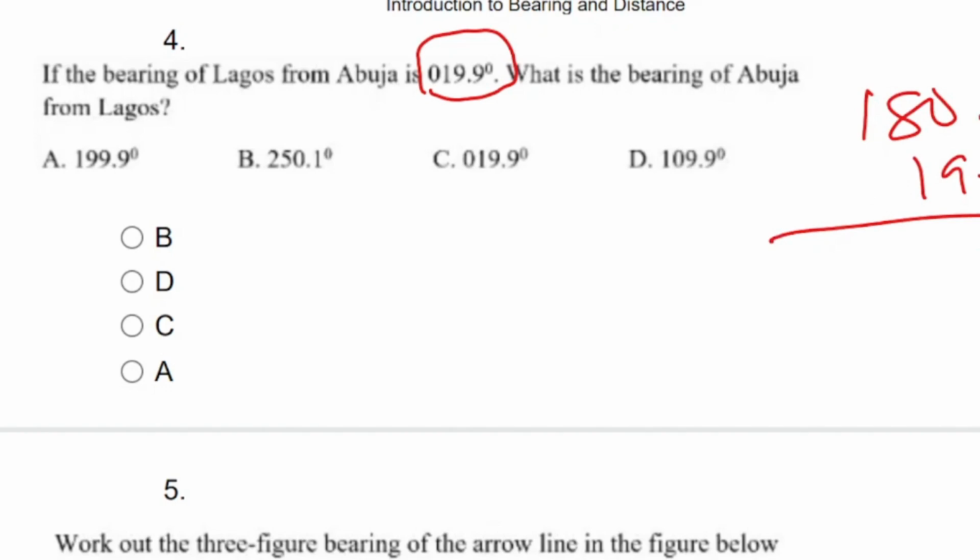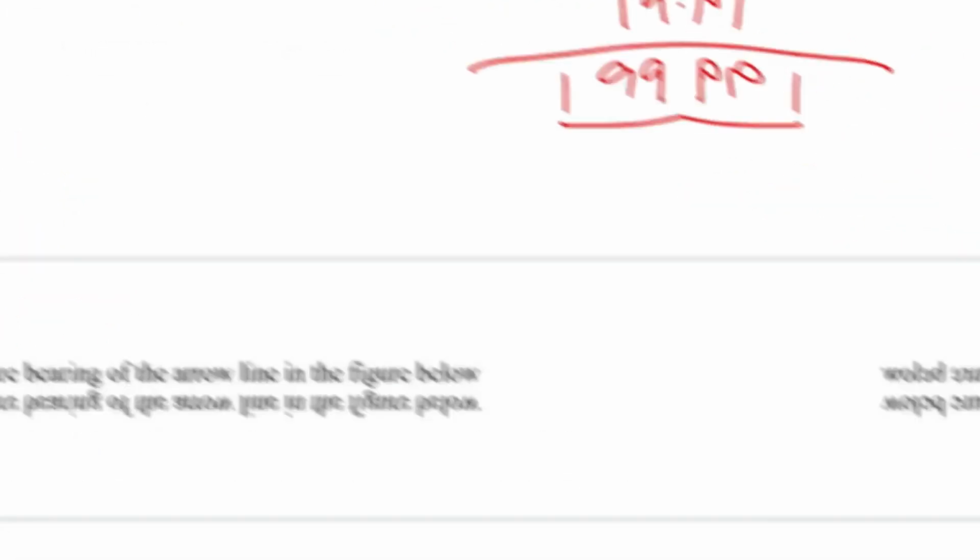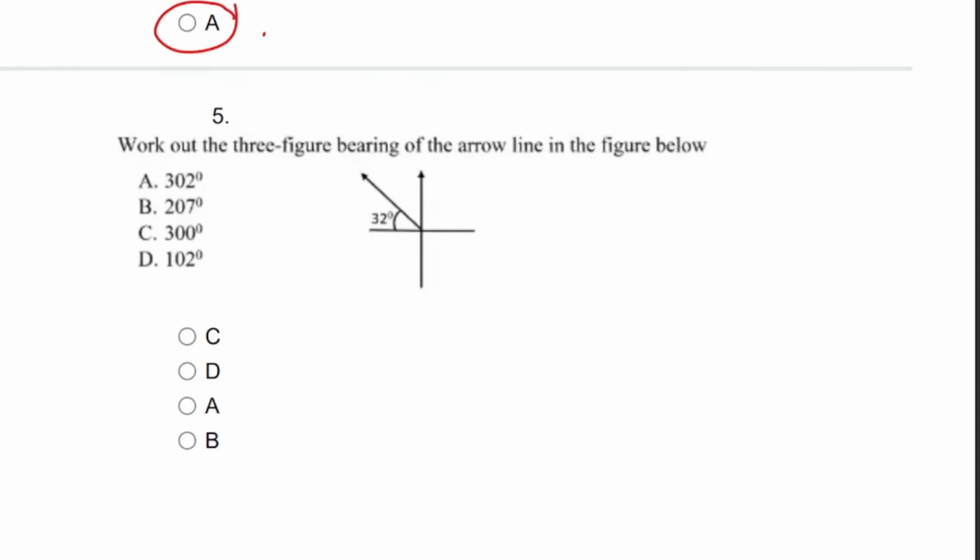So this is 9, this is 0, this is 9, 9. That is going to be 199.9 degrees, which is option A. That one is straightforward, so there is no need to stress ourselves much on that. So we move to the next one, which is question number 5 now.